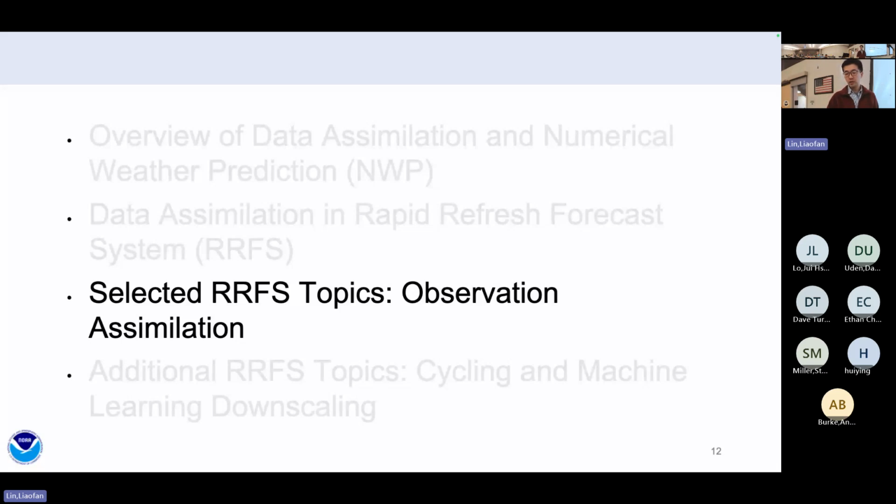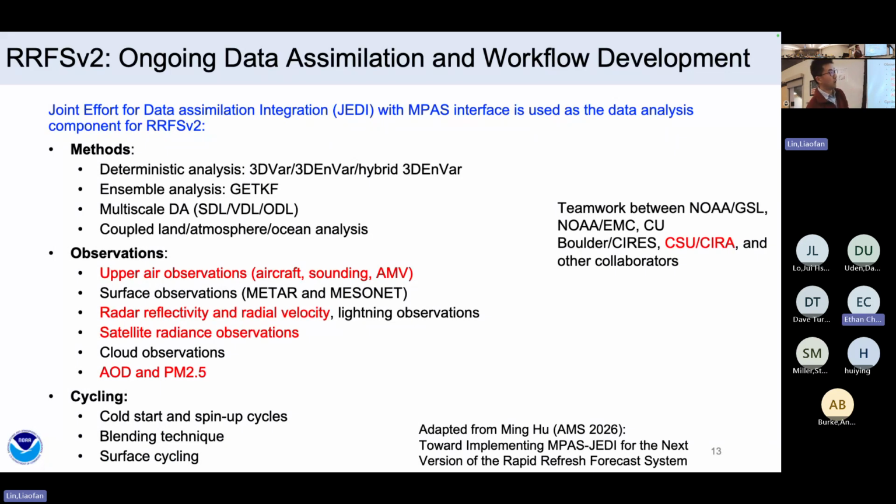Okay, so next I am going to select a few topics focusing on observation data assimilation to introduce some of our work. As I mentioned, this system is a collaboration of big teams from different agencies. So I cannot present all of the work, but rather just select a couple, particularly those led by CIRA, CSU. Here I use the red color to highlight some of the relevant components led by CIRA colleagues. The first is AMV assimilation. Next are radar radial wind velocity DA, satellite radiance DA, and aerosol DA.